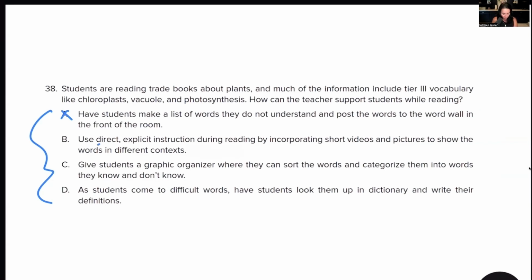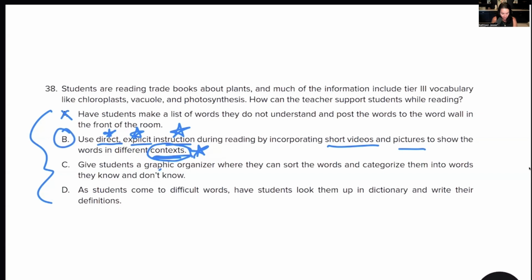B, use direct, explicit instruction. Oh, good word, good word, good word, by incorporating short videos and pictures to show the words in different contexts. Yes, all of these are good words on the reading exam because teaching reading is explicit, systematic, and recursive. And when we're talking about vocab, we want to think about context. B's got a bunch of good words in it. I'm going to circle it.